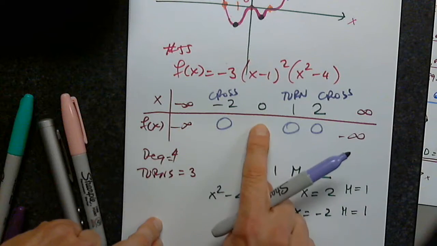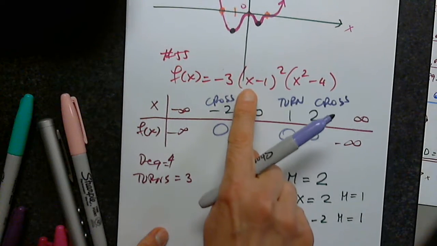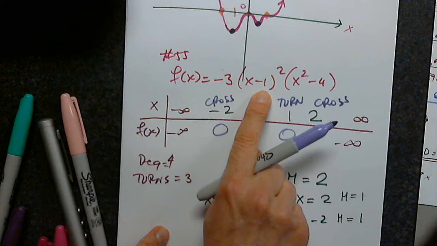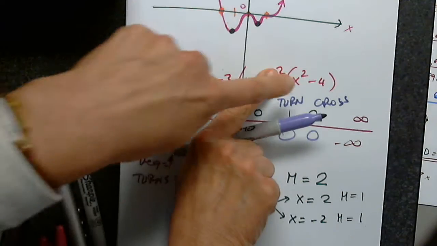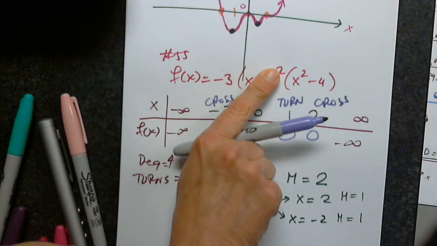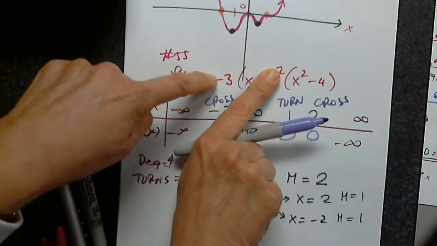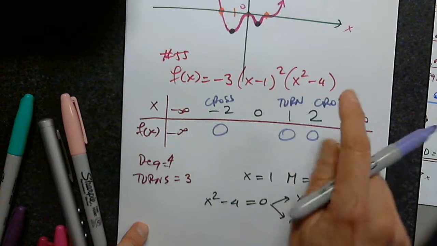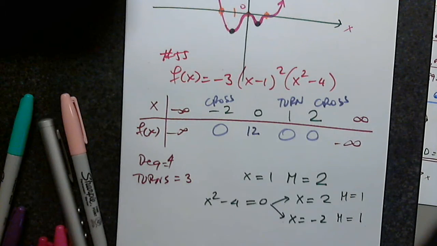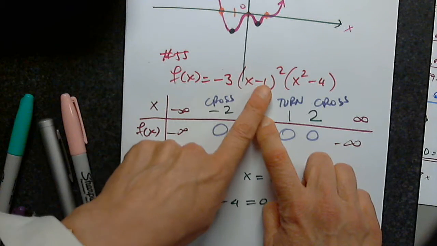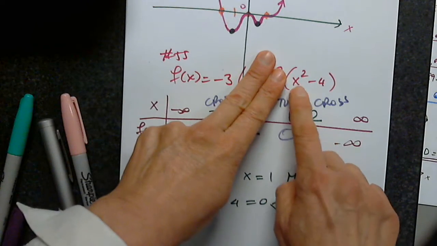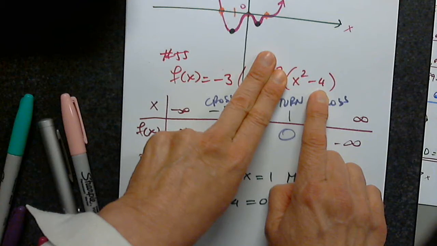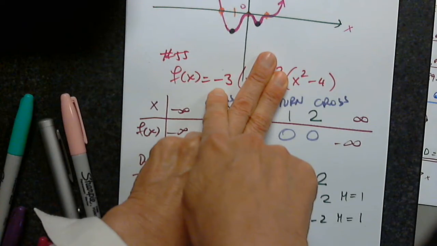Now I need the y-intercept. 0 minus 1, negative 1 squared, 1. 0 minus 4, negative 4 times negative 3. Careful. So let's do it again. I plug in 0. 0 minus 1, negative 1 squared. 0 minus 4, negative 4 times negative 3.